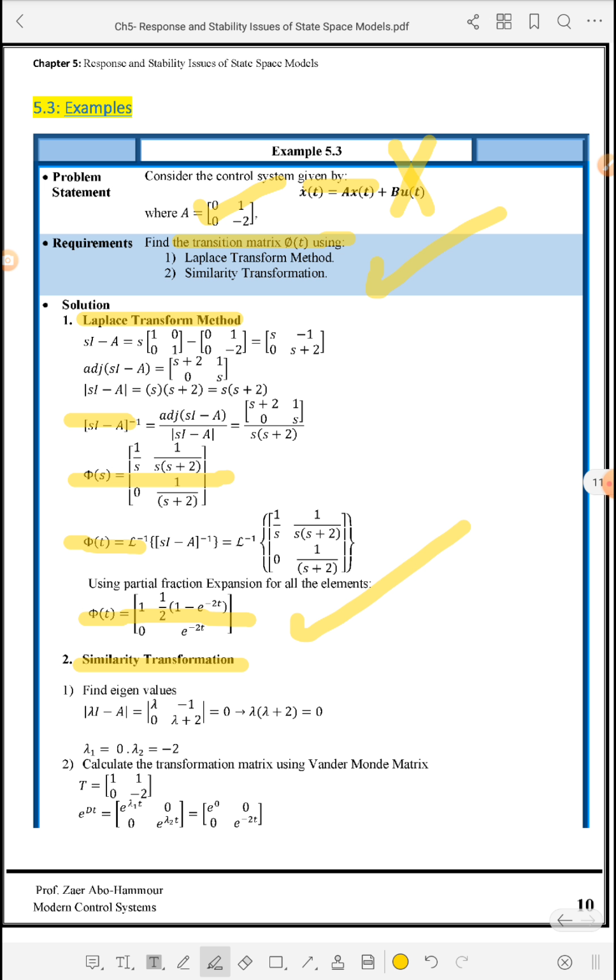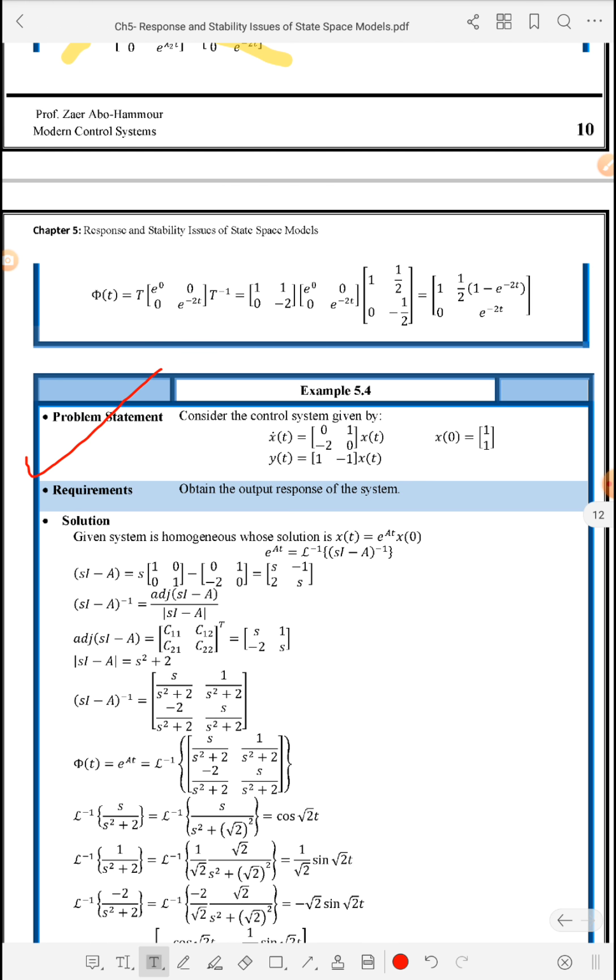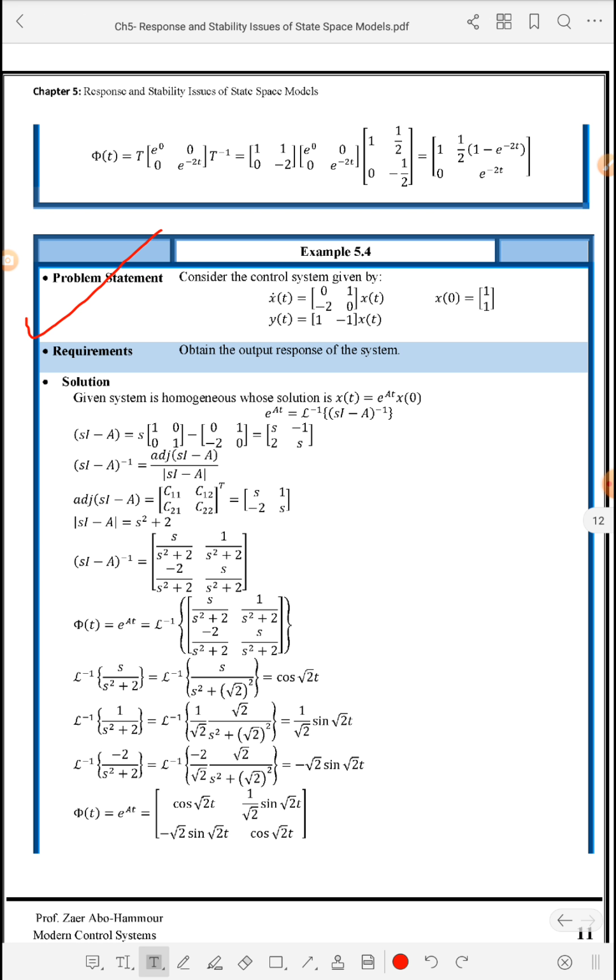And using the similarity transformation, we find the eigenvalues and they are distinct. So we can use the Vandermonde matrix in this case, and the T matrix is given in this form, and e to the power Dt will be this matrix. And if we proceed in this example, finally phi of t will be this matrix, which is exactly the same as the result from the Laplace transform procedure. The second example is example 5.4.